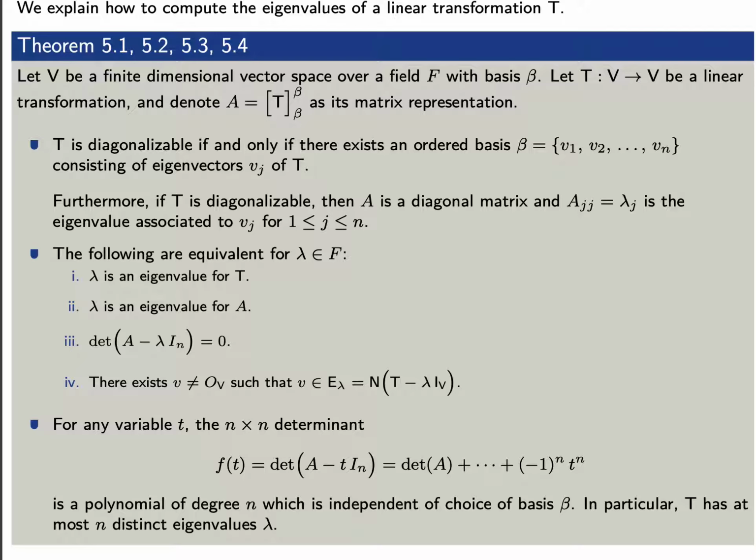With all of this, we then see that the n by n determinant of A minus t I_n is a polynomial of degree n which is independent of the choice of basis beta. In particular, any linear transformation T on a vector space V of dimension n has at most n distinct eigenvalues lambda.